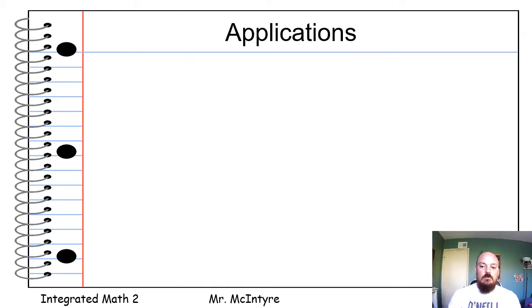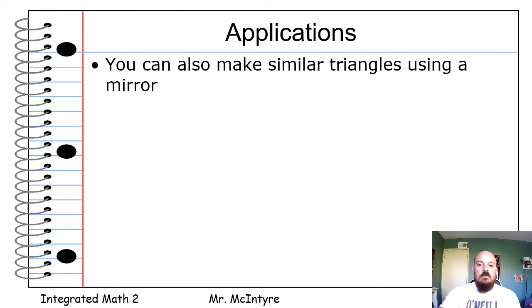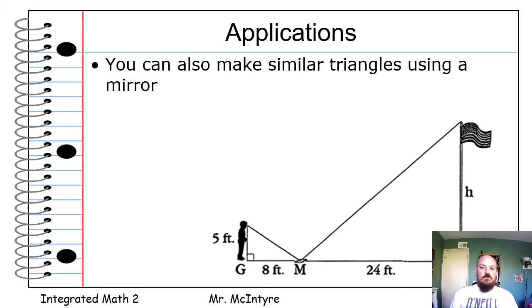Okay, here is another situation that creates similar triangles. When you're looking at a reflection in a mirror, but you're not looking straight at the mirror, you're looking at an angle, that can also create similar triangles. So in this picture, you have this person who's 5 feet tall. He set up a mirror on the ground, and he walked to a point where he could see in the mirror the top of a flagpole. And he's using that to measure how tall the flagpole is.